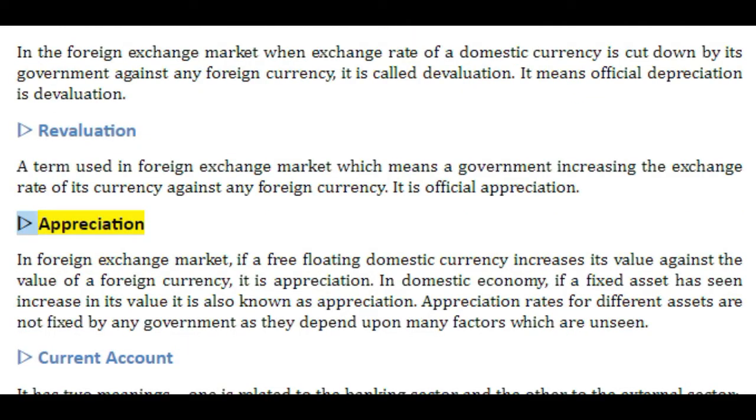Appreciation. In the foreign exchange market, if a free-floating domestic currency increases its value against the value of a foreign currency, it is appreciation. In the domestic economy, if a fixed asset has seen an increase in its value, it is also known as appreciation. Appreciation rates for different assets are not fixed by any government as they depend upon many factors which are unseen.